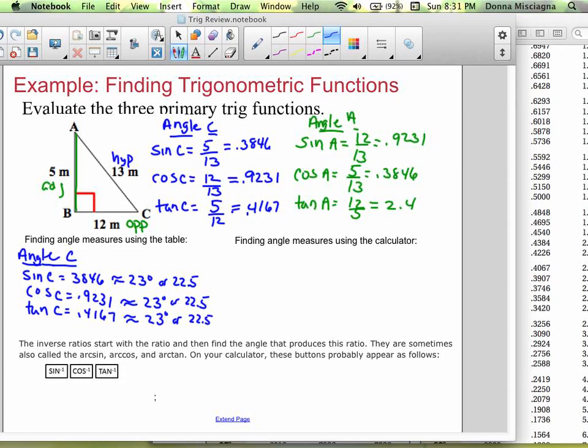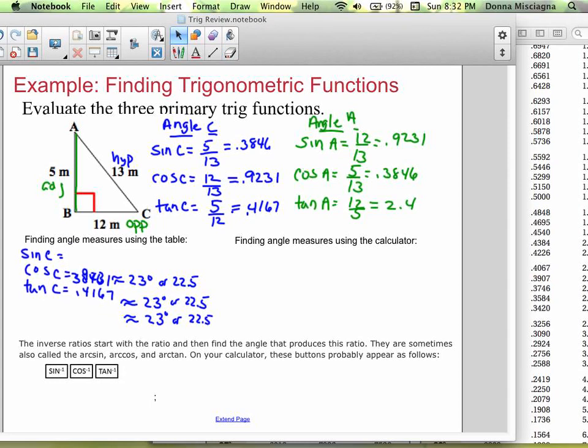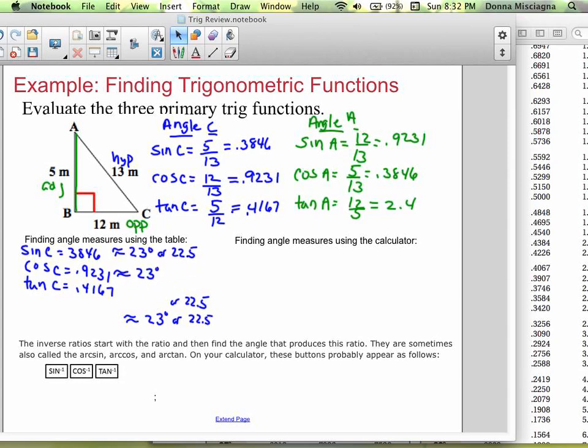So notice we got the same answer whether we used sine, cosine, or tangent, because the ratios all describe the exact same angle. I didn't leave myself enough space for angle A, so I'm going to get rid of this. It doesn't matter which ratio we use. We're going to use whatever matches the sides we have, and no matter which ratio we use, we will get the same answer.